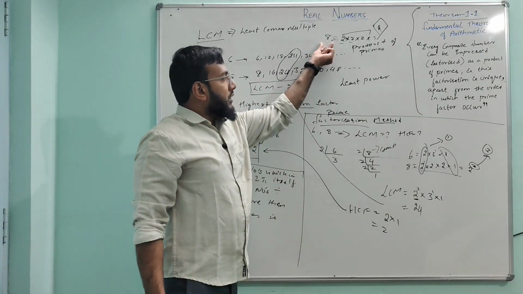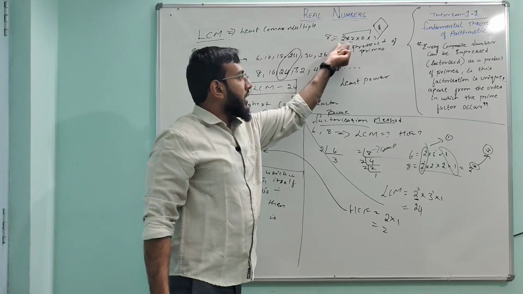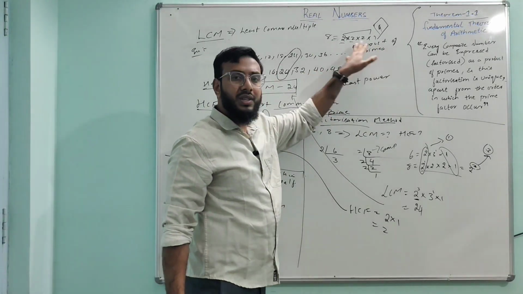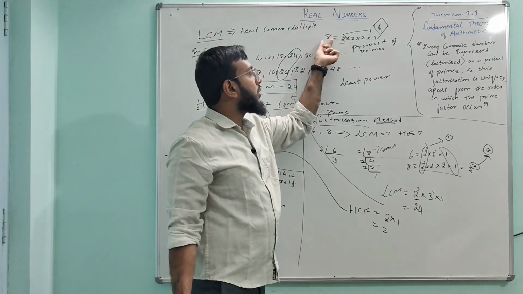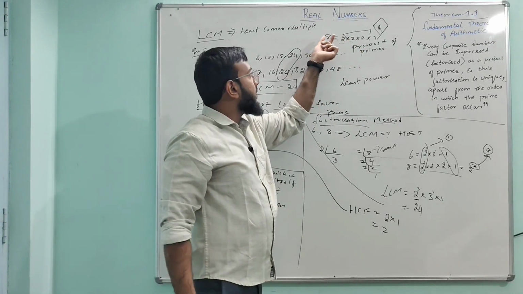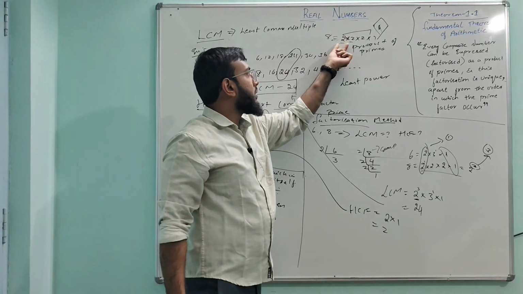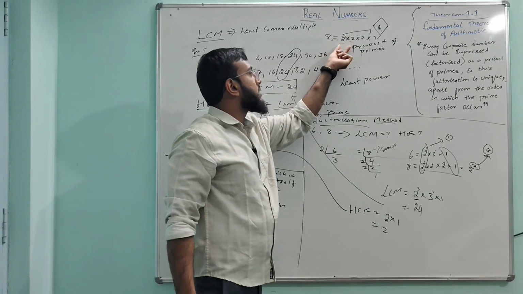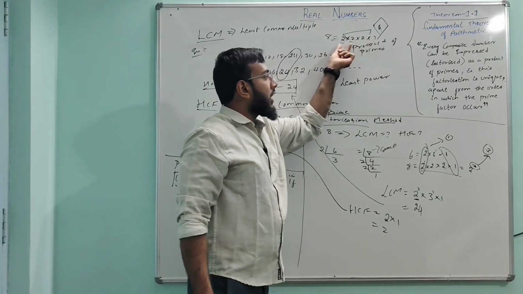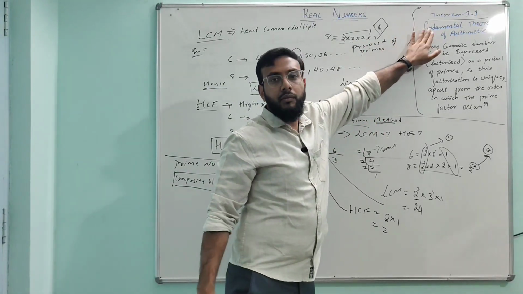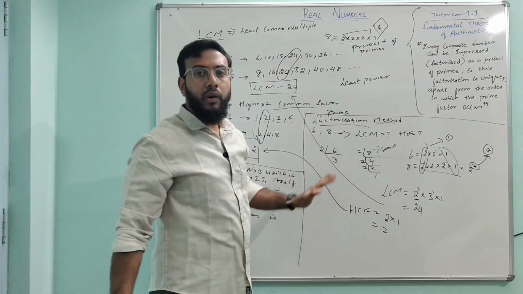Every composite number can be expressed as a product of prime numbers. 2 is a prime number, obviously. Every composite number, repeat with me: every composite number can be expressed as a product of primes. Simple. That's what the fundamental theorem of arithmetic says, which is theorem 1.1.